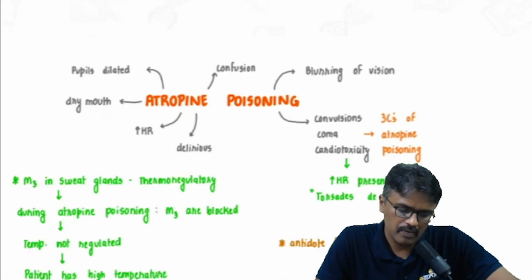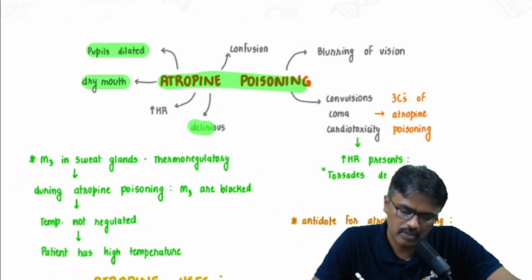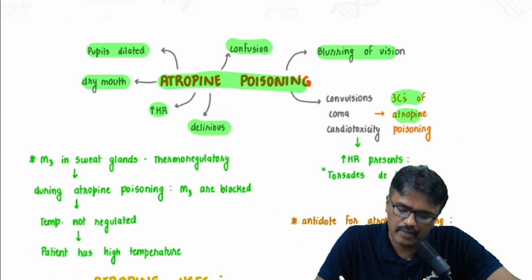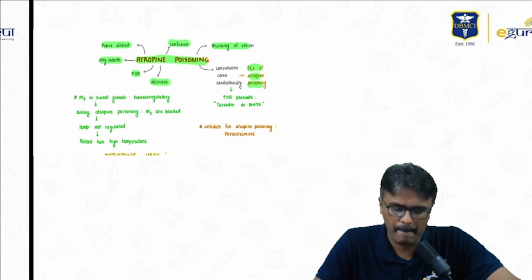So this was the point which was discussed in the class, atropine poisoning. What are the features we see in atropine poisoning? Pupil dilated, dry mouth, delirious, heart rate increase, confusion, blurring of vision, and the 3 C's of atropine poisoning. What is the antidote? It is physostigmine.